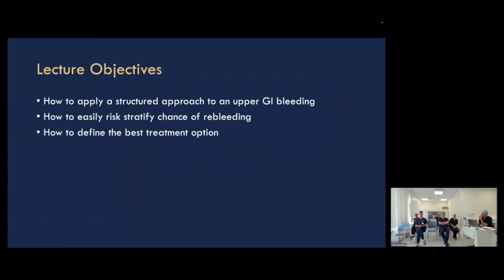Well, as with everything, I think you're starting to understand the GIEQs thing is about a structured approach. It's about risk stratifying, as it is in cancer, where it's about risk stratifying the risk of lymph node metastases. Here it is about risk stratifying the risk of rebleeding. So rebleeding is the lymph node metastases in this situation.